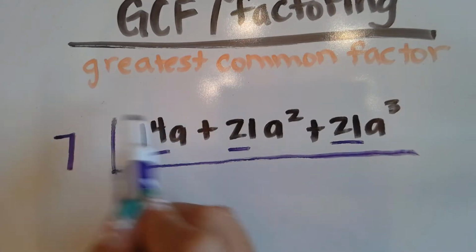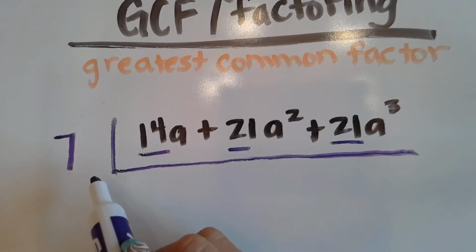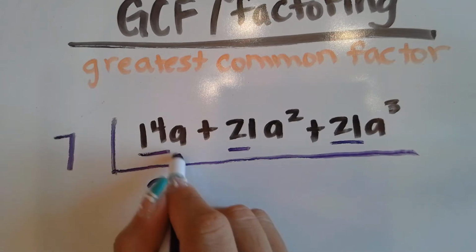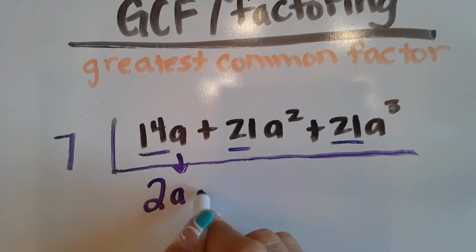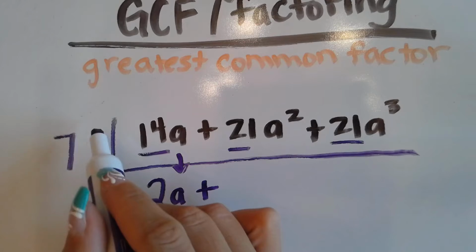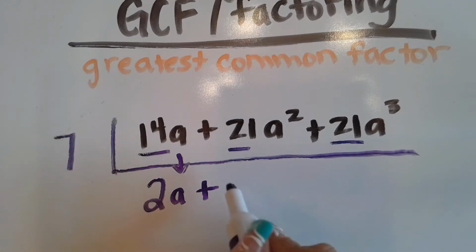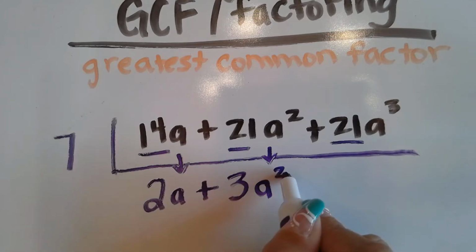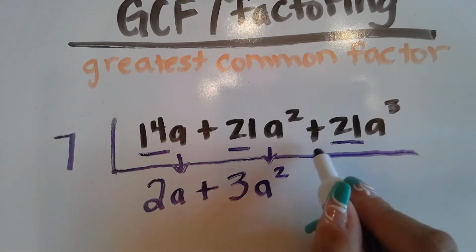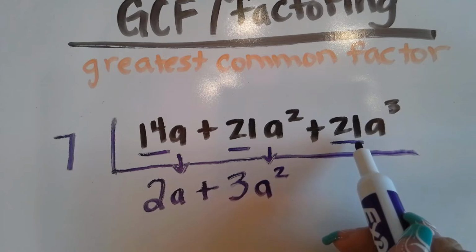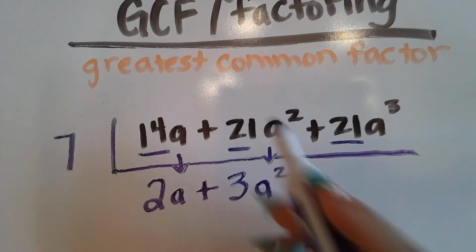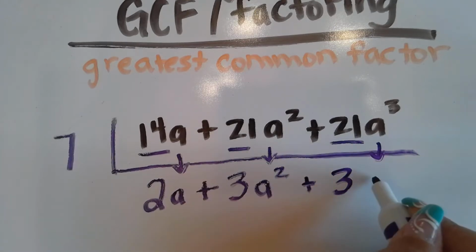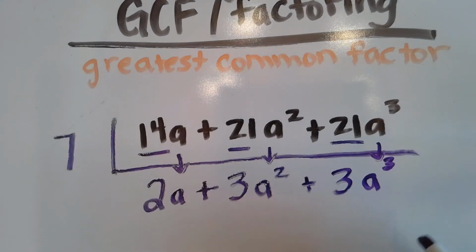Okay, we know 14 divided by 7 would be 2. And then we'll pull down our A. Plus 21 divided by 7 is 3, and we haven't touched this one, so we're going to say A squared. We're pulling these down because we haven't touched them yet. Plus 21 divided by 7 is also plus 3, and then we're going to pull down A cubed.